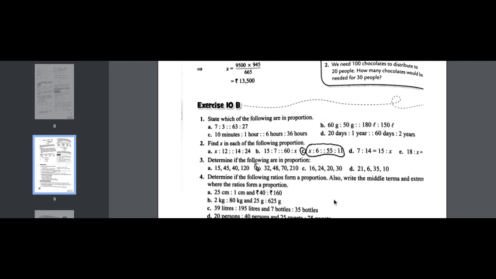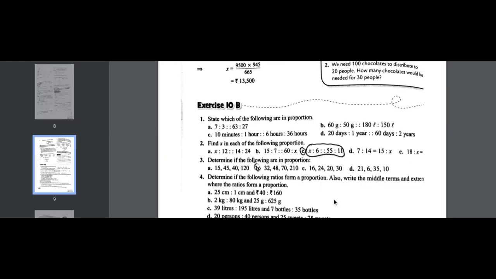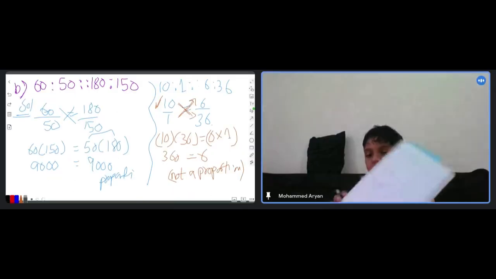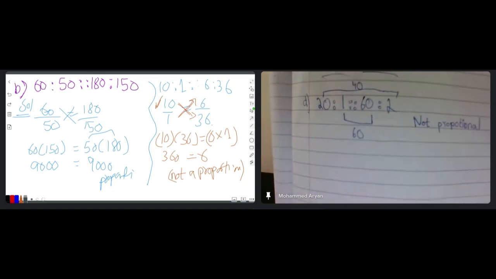D. 2, 0, 0, 0, 2, 2, 0, 4, 40. And I think that is also not a proportion. When you solve it, you have to remember to write not a proportion. That is not a proportion because 360 is not equal to 60. That is also not a proportion. Very good. Excellent work.